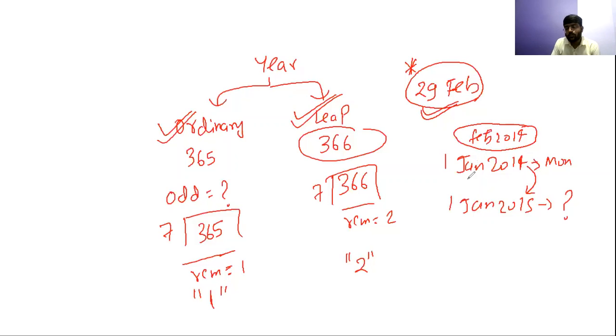From 1st Jan 14, you will go to the 1st Feb 14, then 1st March 14, then 1st April 14, and so on. And at the end, you will come to the 1st December 14, and then 1st Jan 15. So from 1st Jan 14 to 1st Jan 15, when you are traveling in this time, you are crossing the February of 14, and February of 14 is ordinary. It is ordinary because 14 is an ordinary year, it's not a leap year.